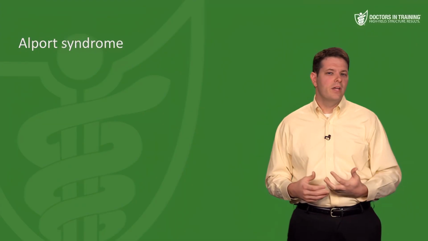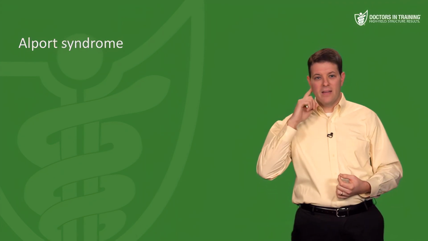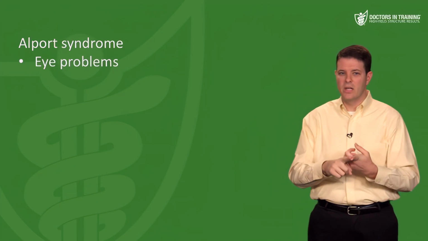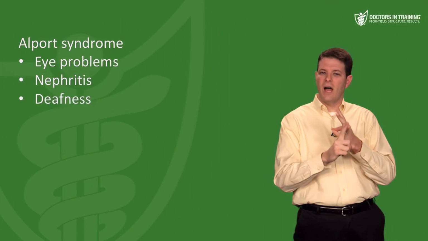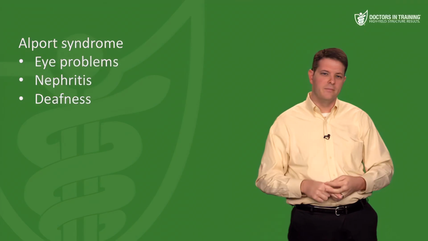And if you remember, in foundations when we talked about this, we used the mnemonic can't see, can't pee, can't hear, high C, because Alport syndrome causes a triad of eye problems like cataracts and lenticonus, causes nephritis and splitting of the basement membrane, and then deafness or high frequency hearing loss. So can't see, can't pee, can't hear, high C.